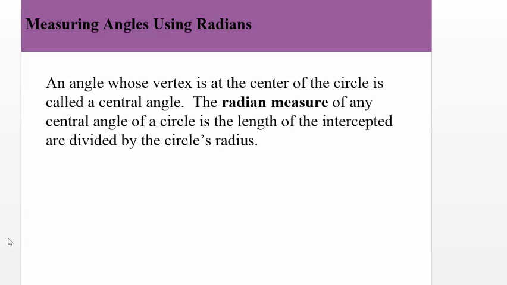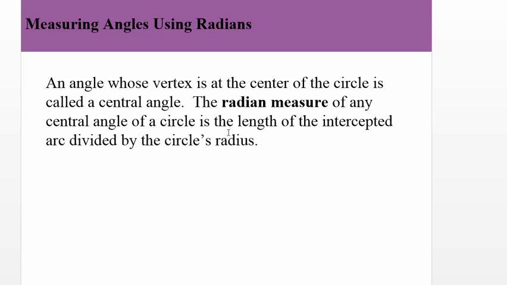All right, we're going to discuss next measuring angles using radians here. And we've been talking about unit circles with a radius of 1, but this really extends far beyond that. So the beauty of trigonometry here, an angle whose vertex is at the center of a circle is called a central angle. And we've been talking about those and graphing those and so forth.